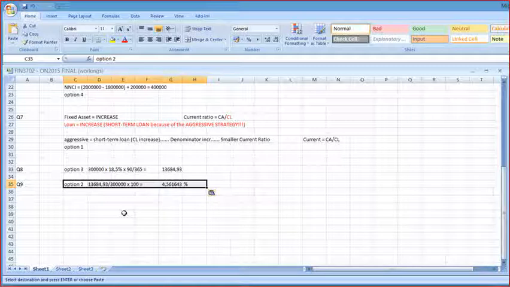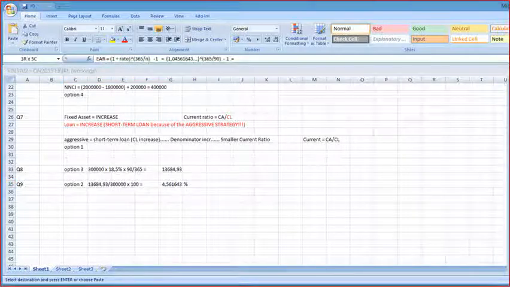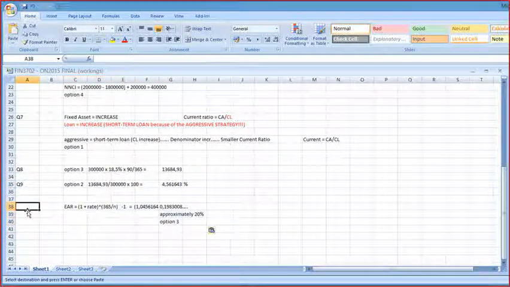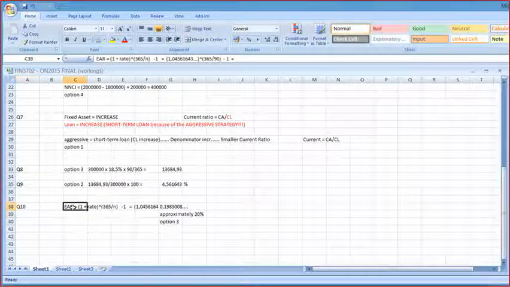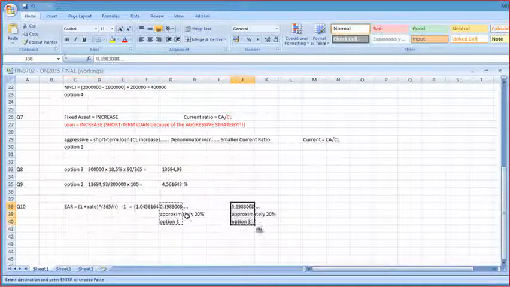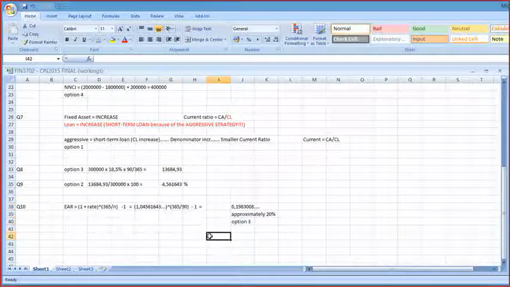Now they're asking you about the EAR. This one I'm going to have to remind you in terms of the formula. You do need to know how to work out the effective annual interest rate, which is that equation. Once I've got this equation, then all I need to do is substitute into the actual formula. So it's 1 plus the rate to the power 365 over n, minus 1. It gives you a decimal, which is then multiplied by 100 to get approximately 20%.